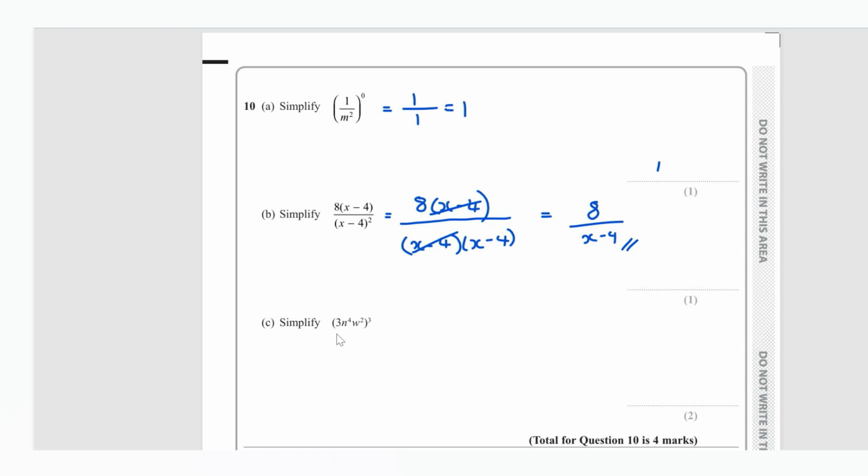For the last part of this question, we've got this bracket here, which has been raised to the power of 3. Now what we need to do, as shown earlier, we need to raise everything in this bracket to the power of 3 separately. So that will give us 3 to the power of 3 multiplied by n to the power of 4 raised to the power of 3, so we multiply, so 4 times 3 is 12, multiplied by w to the power of 2 raised to the power of 3, so we multiply again, so that gives us 6, and for our final answer we have 27 n to the power of 12 w to the power of 6.